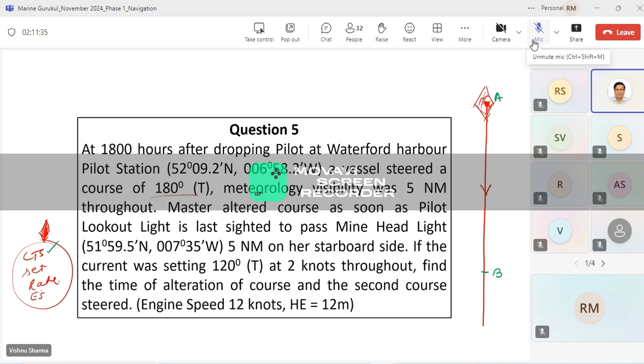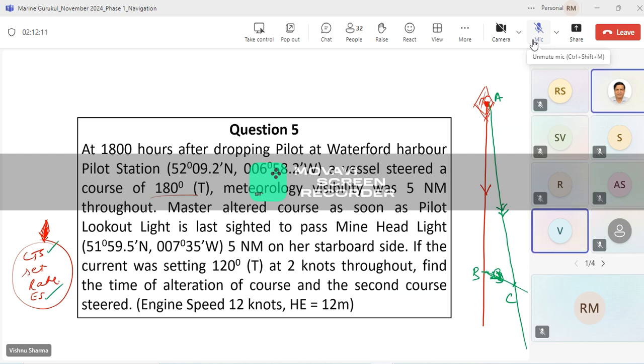Then what do we do? Engine speed is used then. What do we do next? Current set. Where? At point B, apply current set. Very good. Current was setting 120, so we apply current. For 1 hour we get point C. Then A to C is the CMG, course made good, right? Yes or no? Am I right, guys? Correct.